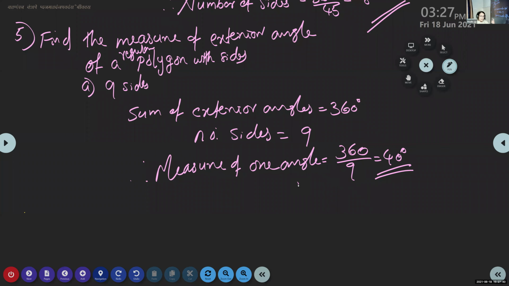On the other hand, if we divide 360 by number of sides, what will it give? Measure of one angle. That also we will write, then it will be clear to you. We will write that in a box.